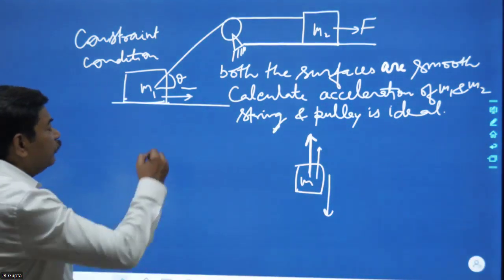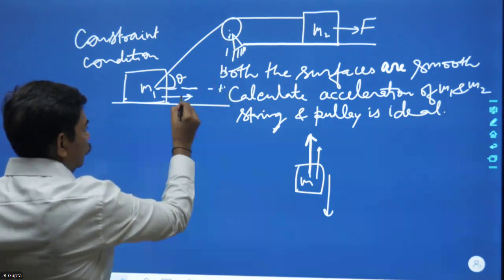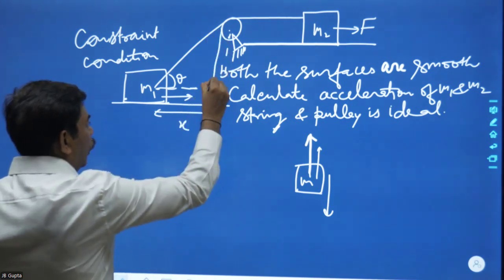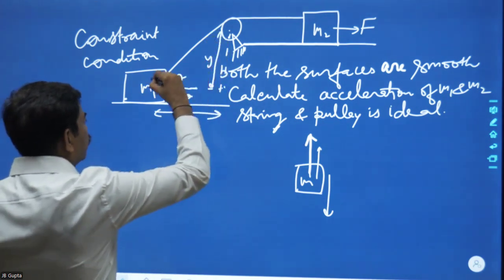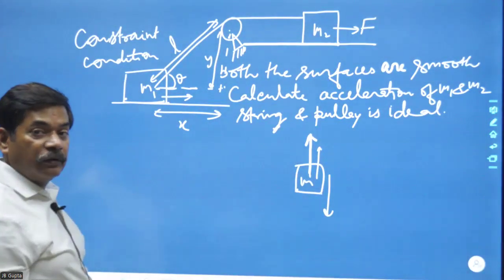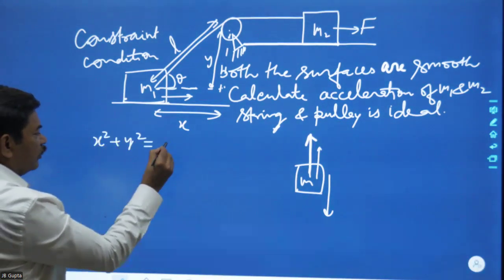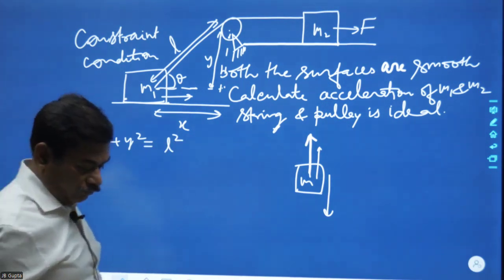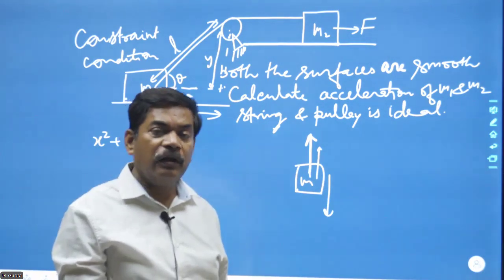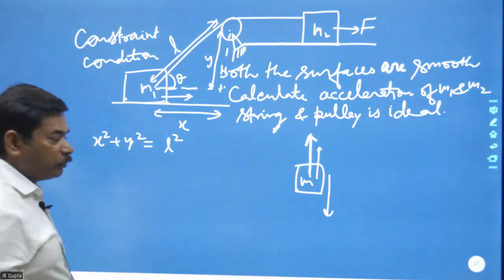Now see what we do. I assume this distance is x and this distance is y, and the length of this string is L. What is the string length? L. So you see from the figure we have x square plus y square equal to L square. We differentiate all the parameters x, y and L with respect to time, because these parameters are changing with respect to time.